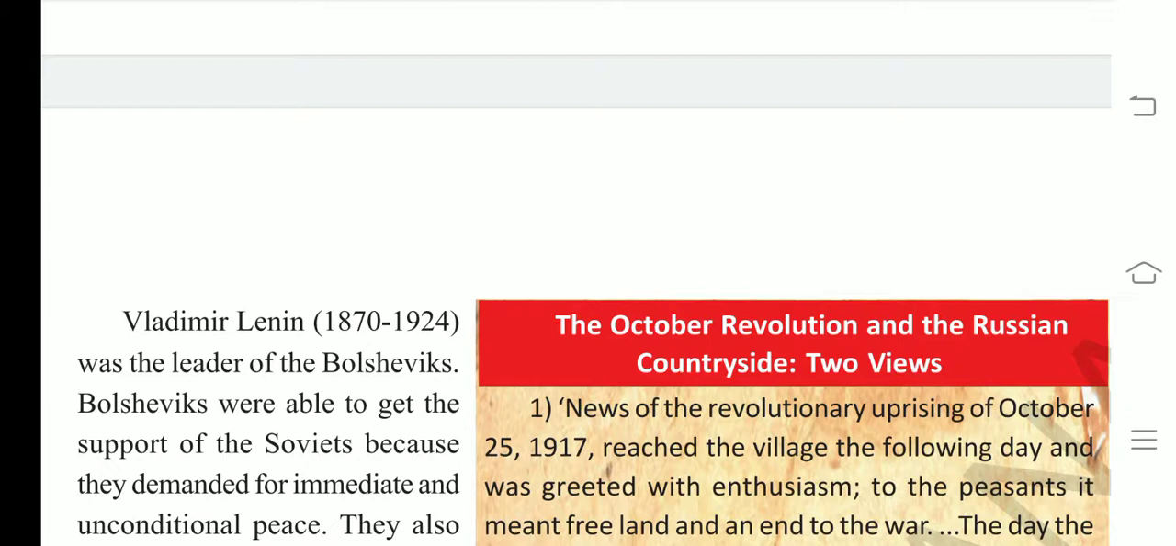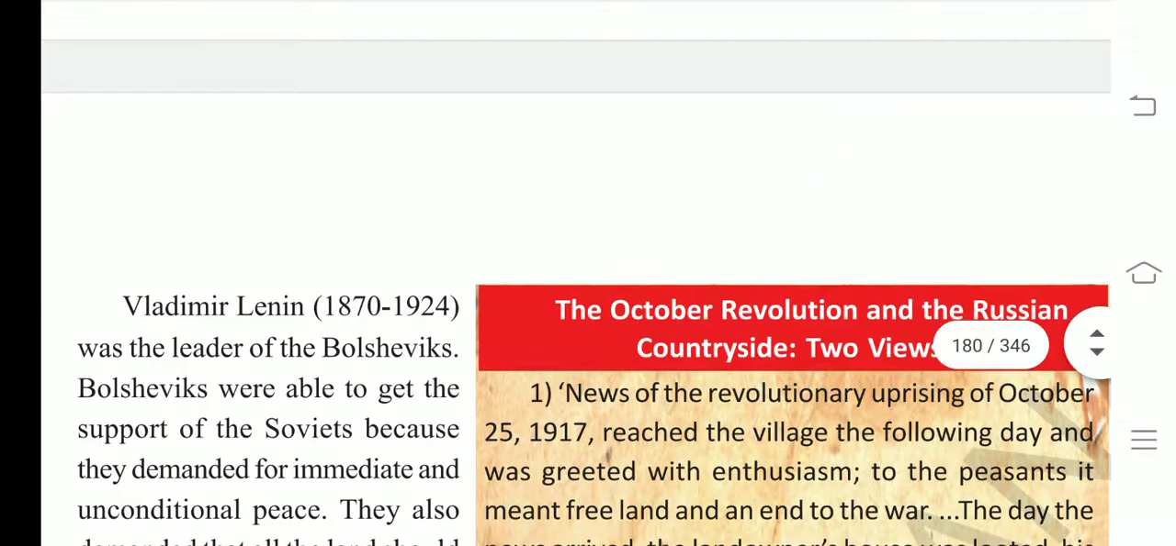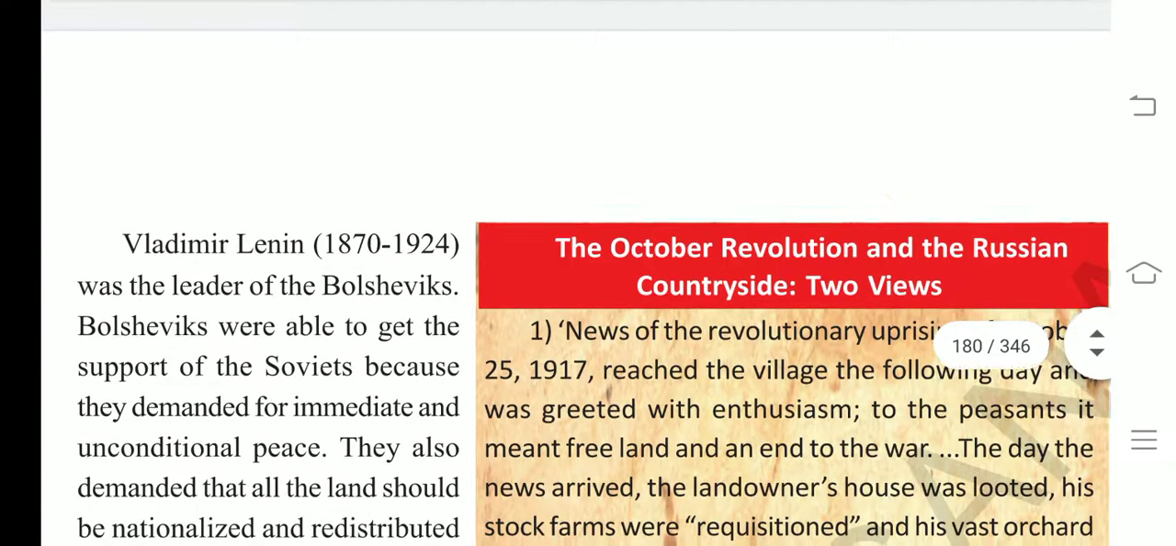Actually, Lenin's full name was Vladimir Ilyich Ulyanov. He changed his name to Lenin in order to escape from the government's attack. Actually, Lenin was an editor of one newspaper, that is Iskra. Iskra is a newspaper, a revolutionary paper. He was running that paper, and he motivated the people towards a revolution.